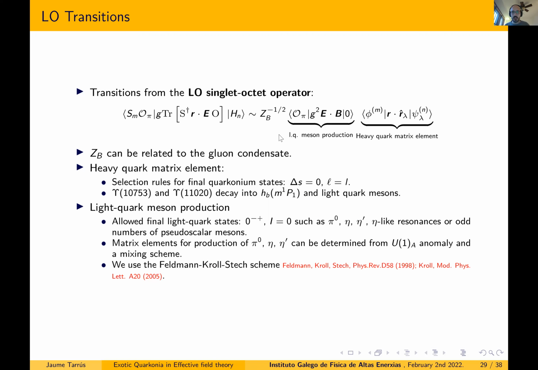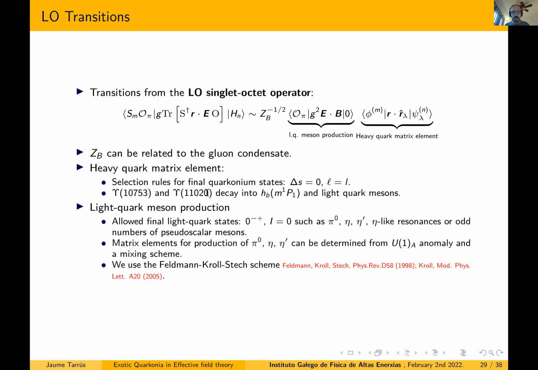There is the normalization factor that can be obtained by relating it to the gluon condensate. We have some light quark meson matrix element and some heavy quark matrix element. This heavy quark matrix element can be computed because we know the wave functions from solving the Schrodinger equations, both for the hybrids and the standard quarkonium. And this leads to some selection rules, which are given here. For this operator, for example, the spin of the heavy quarks is equal for the initial hybrid bottomonium and the final standard bottomonium.